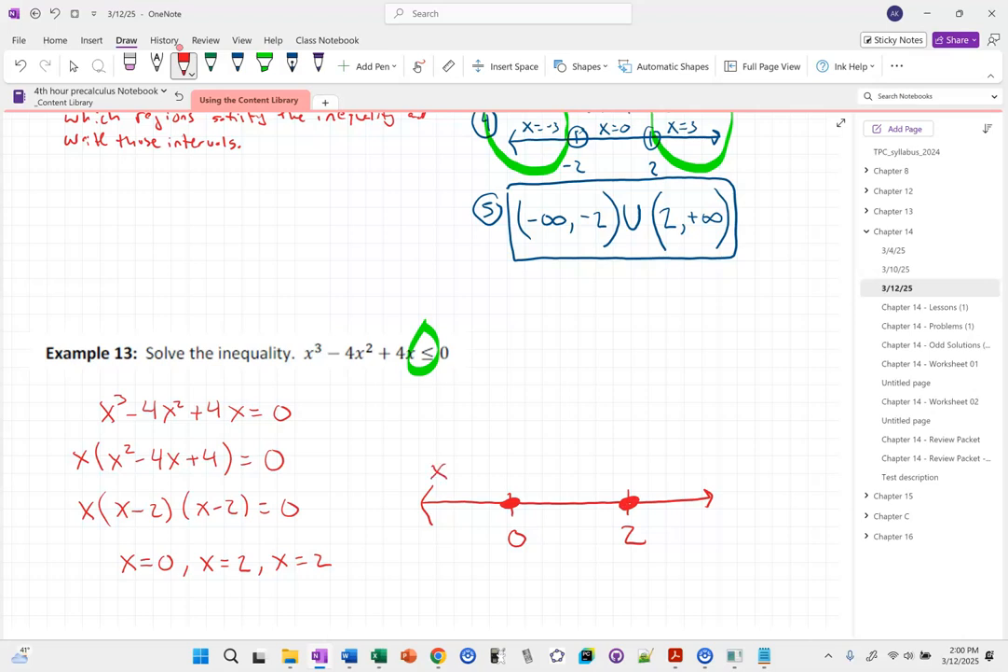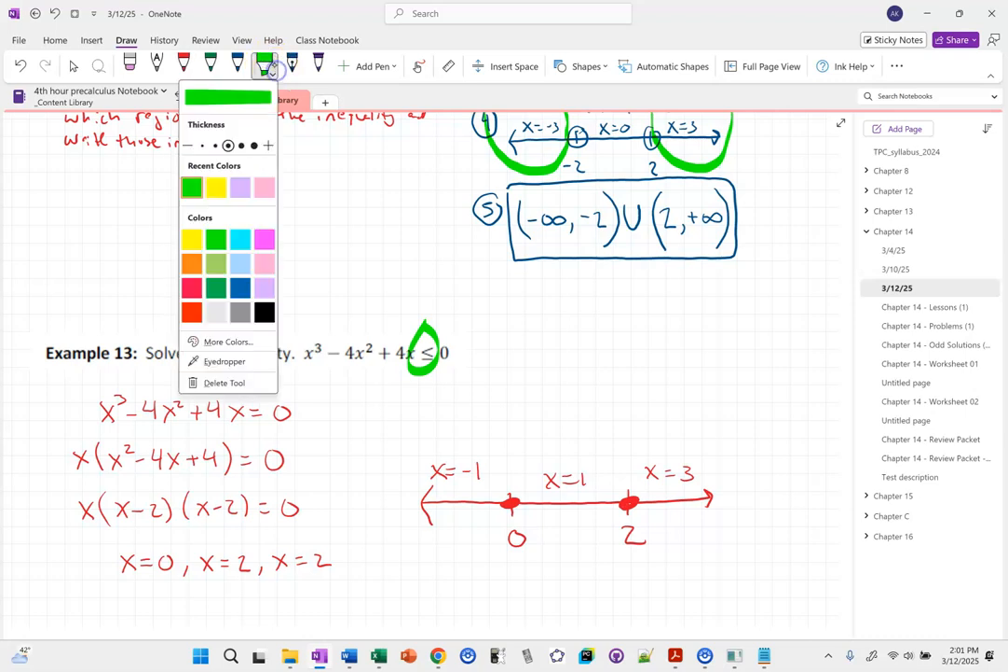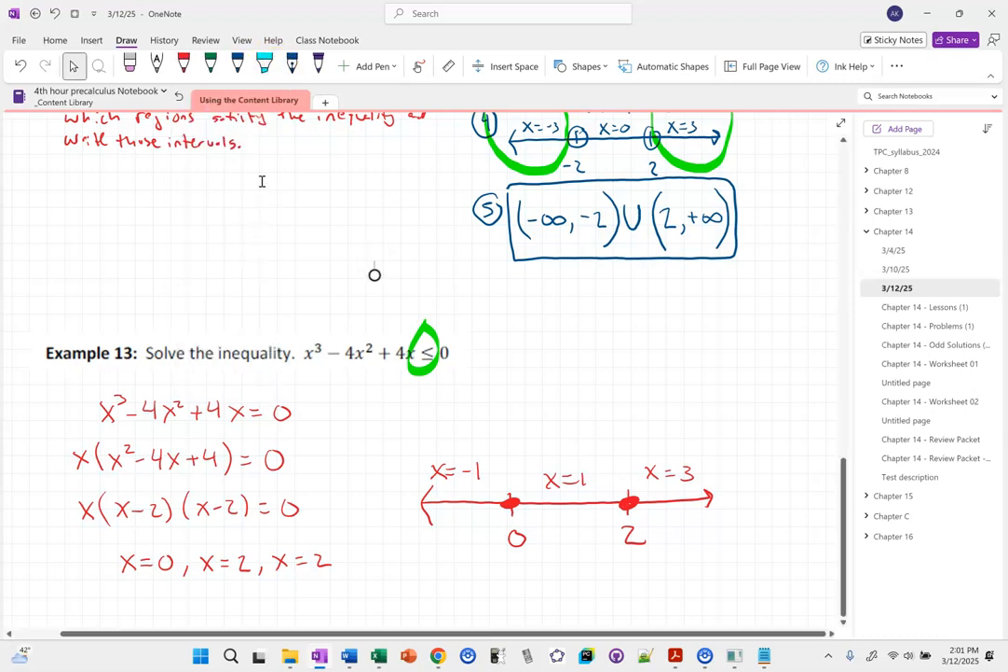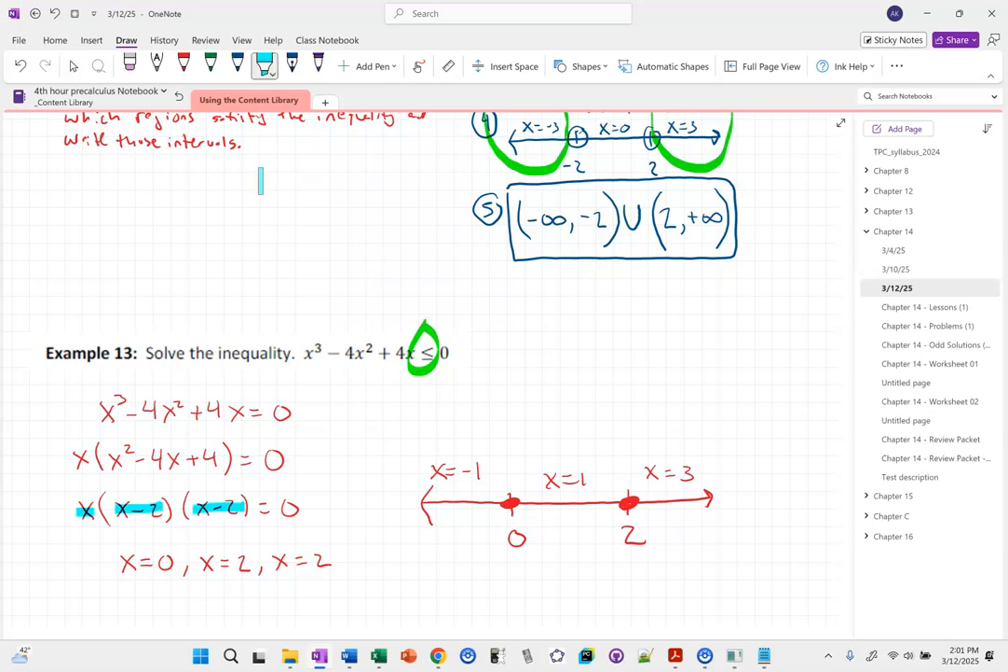I'll pick some test values. So I'll pick maybe negative 1, positive 1, and then 3. And now to evaluate this, I'm going to do this in a sneaky way so I can just use mental math. If I plug negative 1 in here, I'm going to have negative times negative times negative. Everybody agree with that? So negative times negative times negative is negative.